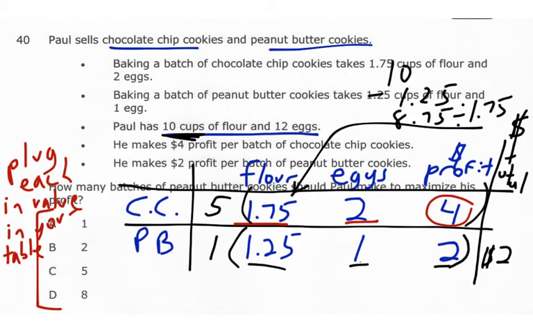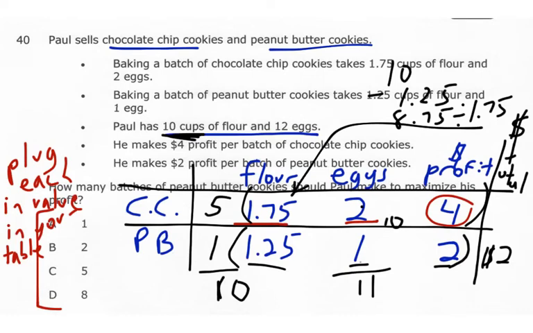Let's see how our eggs are doing. 5 times 2 gives us 10 eggs, right? So 10 plus the 1, now we have 11 eggs. We've used up all of our 10 cups of flour exactly.